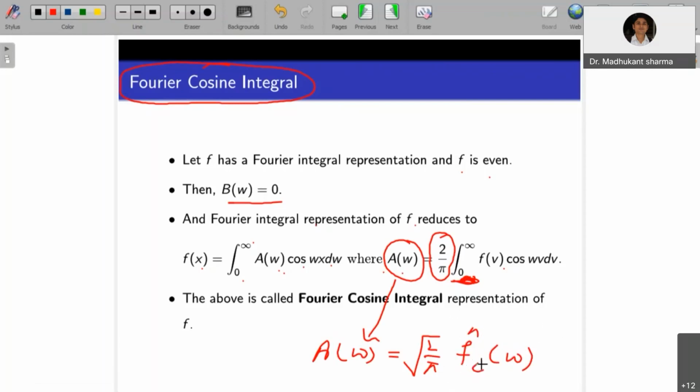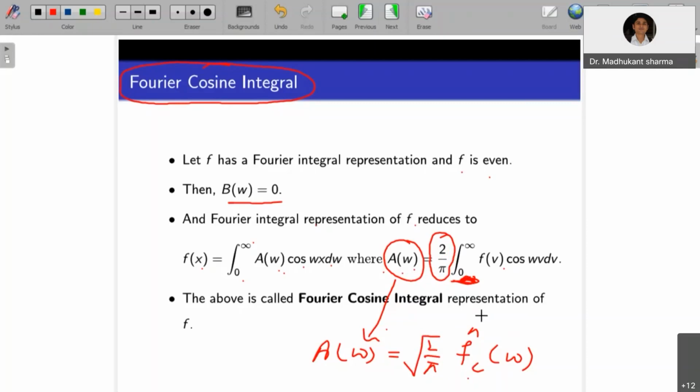The c stands for cosine, and w is the variable. This constant is here for a certain reason that you will understand after some time. Then you can find the inverse Fourier transform: square root of 2 by pi times square root of 2 by pi, which is 2 by pi. If you replace a of w by this, you will be able to get the Fourier cosine transform of f.